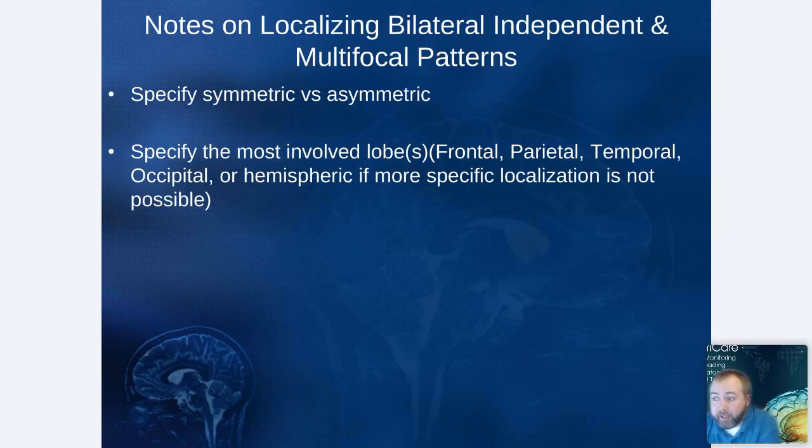For localizing bilateral independent and multifocal patterns, symmetric is approximately equal in both hemispheres, but with no consistent asymmetry. Patterns that are bilateral independent and symmetric should be called bilateral independent symmetric or multifocal symmetric. Asymmetric is clearly and consistently more prominent on one side. And again, it would just be listed as bilateral independent asymmetric or multifocal asymmetric, but then you'd also want it followed by left greater than right or right greater than left.